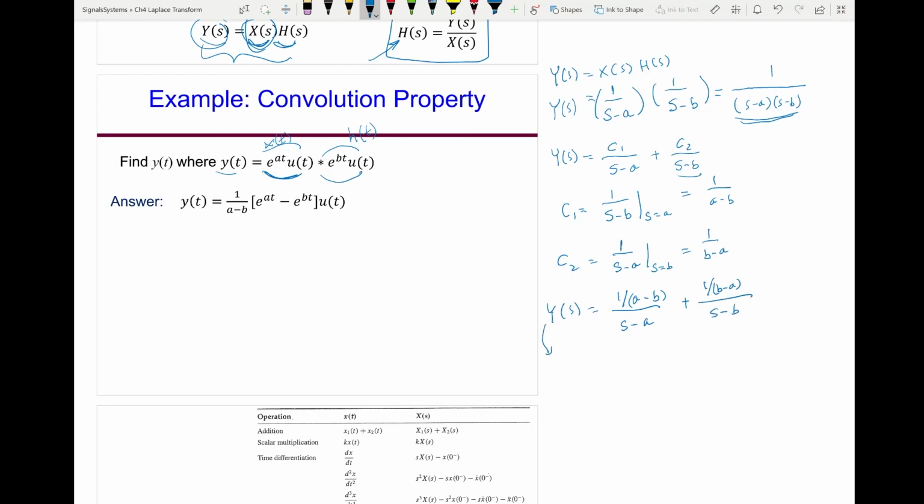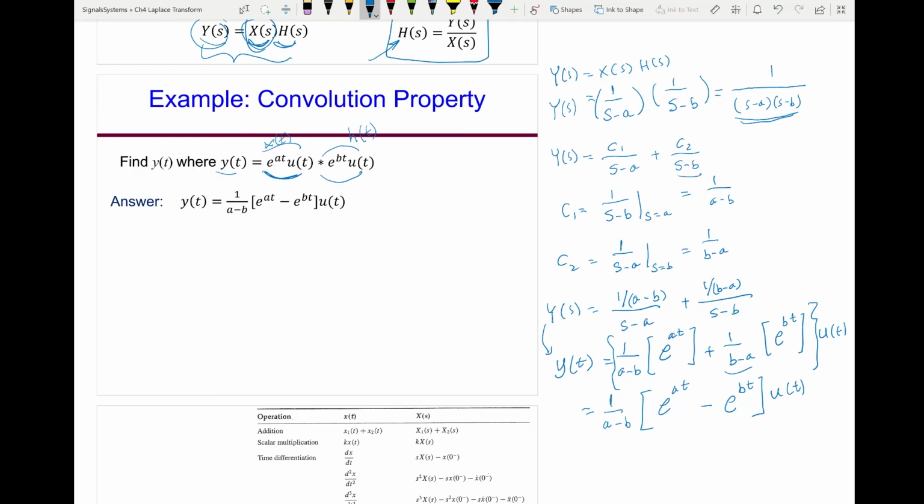And now I can use the table and find the inverse Laplace transform of this one. y of t is 1 over a minus b, that's just a constant, e to the a t plus 1 over b minus a, e to the b t. And everything here is multiplied by the unit step function because it's a causal signal. And I can take 1 over a minus b as a common factor. So this will be e to the a t, minus e to the b t, times u of t. And that's the answer. So the convolution of this is the answer.